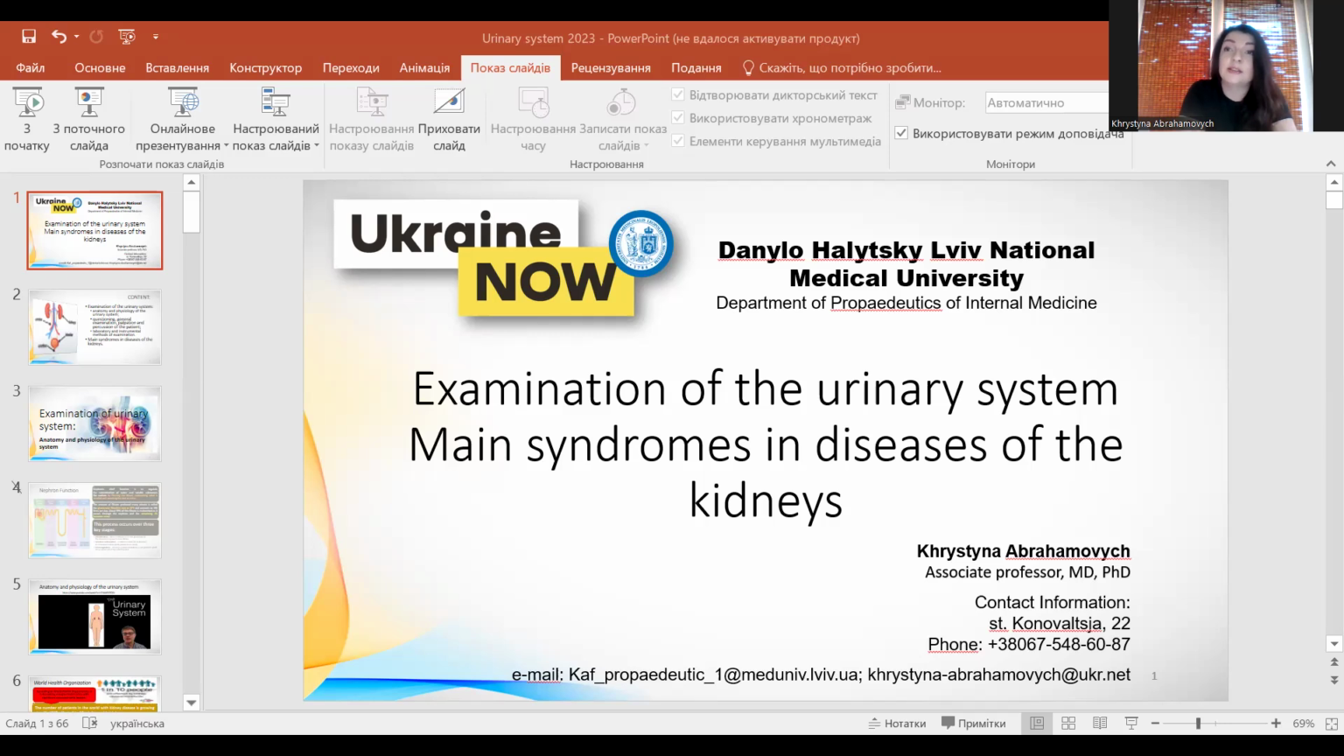And finally, this condition may be connected with inflammation. That is why there may be elevated body temperature. Now, about pain in the lumbar region. Kidney pain usually is felt in the flank or back between the 12th rib and the iliac crest, and it may radiate to the epigastric region.